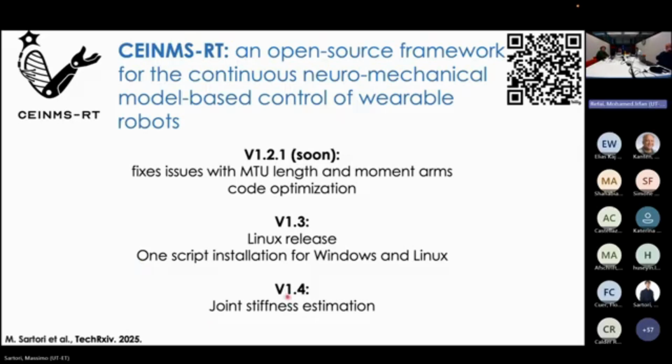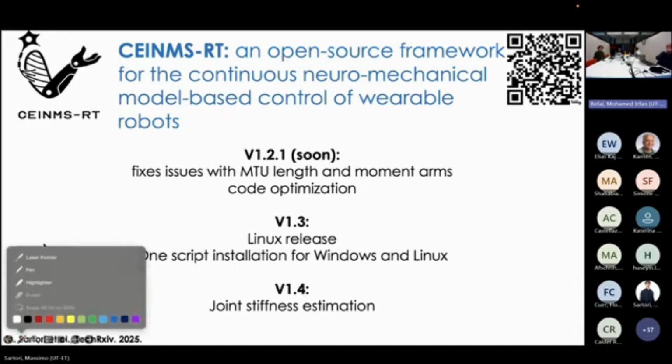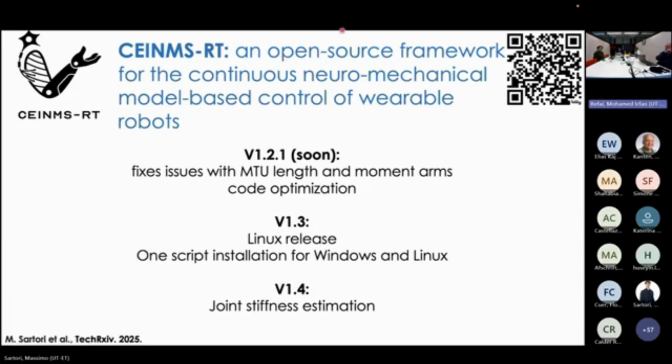And then we will have release 1.4 that's coming in the second half of 2026, where we will release the ability to estimate joint stiffness in real time, which I think can be useful for a variety of applications. Okay, that's it from my side. I think we can move on with the rest of the presentations.